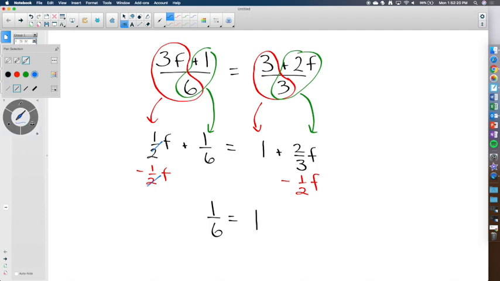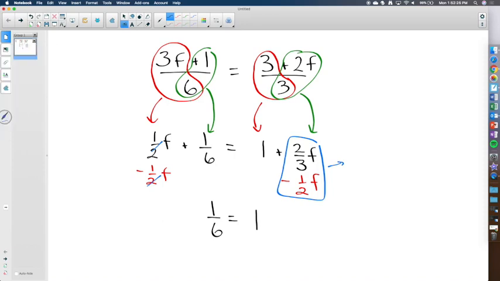But this one is not as obvious right off the beginning. 2/3 and 1/2, they don't have a common denominator. So I'm going to rewrite that, and I'm going to think of it instead as 4 over 6f minus 3 over 6f. And I do that by finding my equivalent fractions. And this here gives me 1 over 6f. Okay, so I'm going to instead bring that out and have it as plus 1 over 6f.